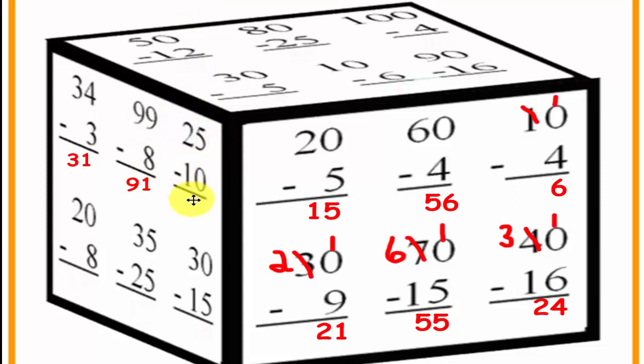25 minus 10. Ooh, cakewalk. 15. How'd that come about? Well, simply put, 0 from 5 is 5 and 1 from 2 is 1. Let's look at the next one.